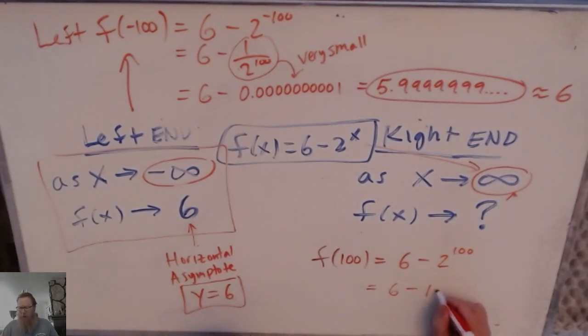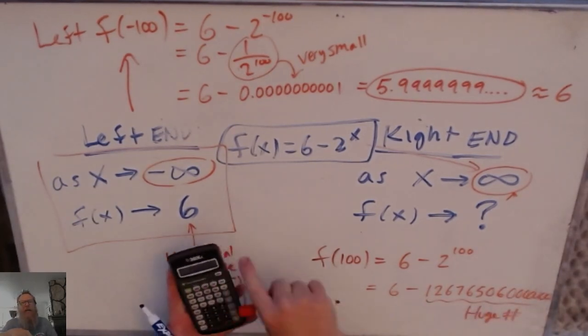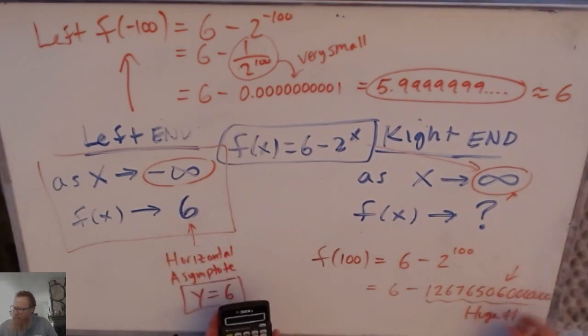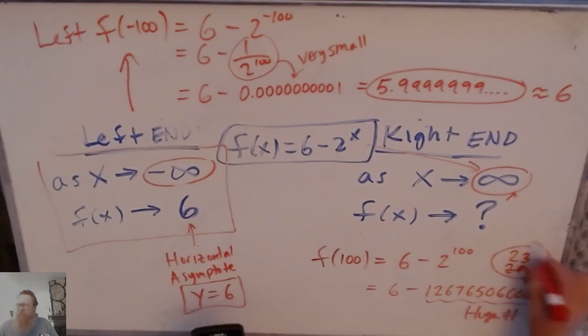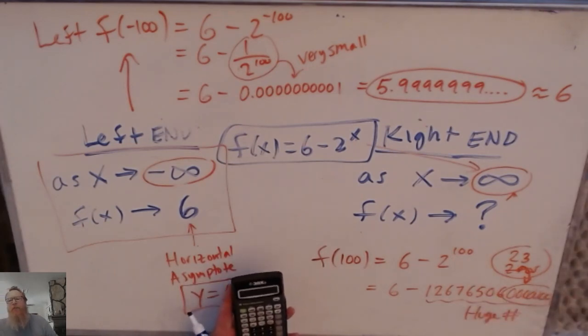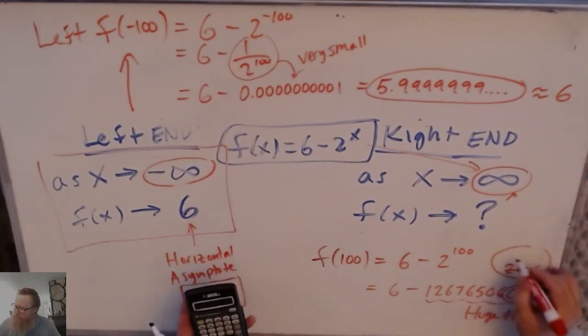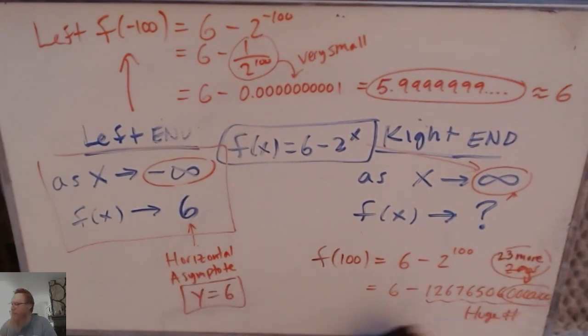It's so big. It's 1, 2, 6, 7, 6, 5, 0, 6, and then a whole bunch of zeros. It's a huge number. It's so big it fills my screen. It's got 1, 2, 3, 4, 5, 6, 7, and 23 additional zeros. If I were to write all the zeros, I don't even have a big enough whiteboard right now. I'd have to go way off, 23 more zeros past that.